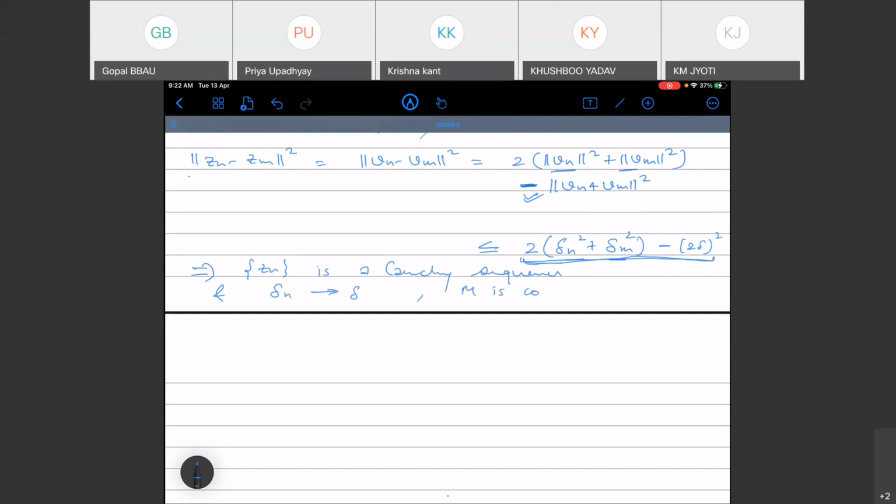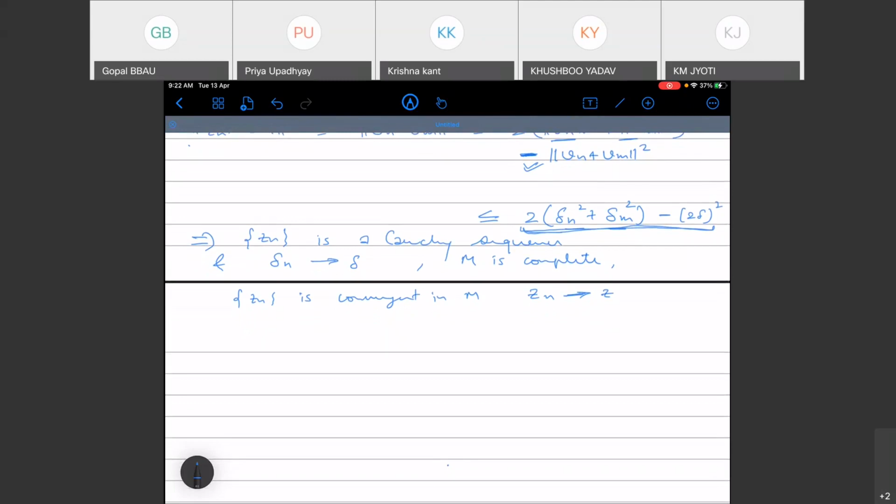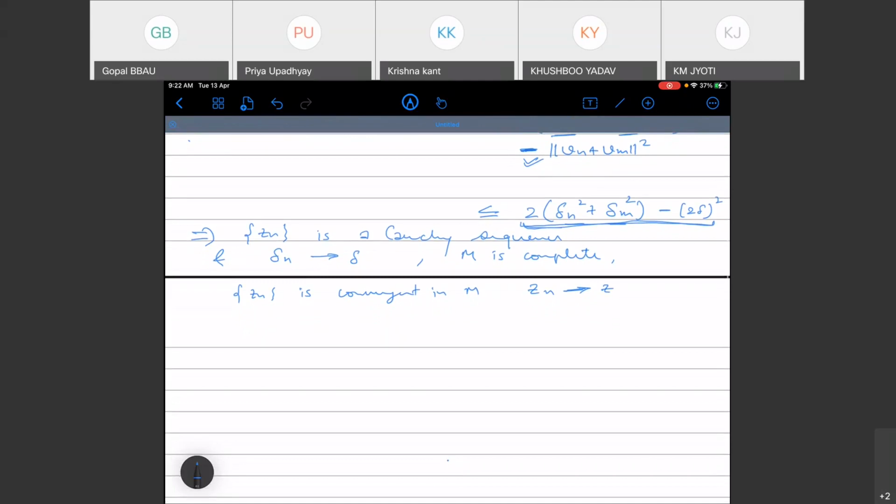M is complete. This means Zn is convergent in M. So Zn converges to some point. For the moment I am writing it as Z. Zn converges to Z. And this Z belongs to M because M is complete, so the limit will be in M.